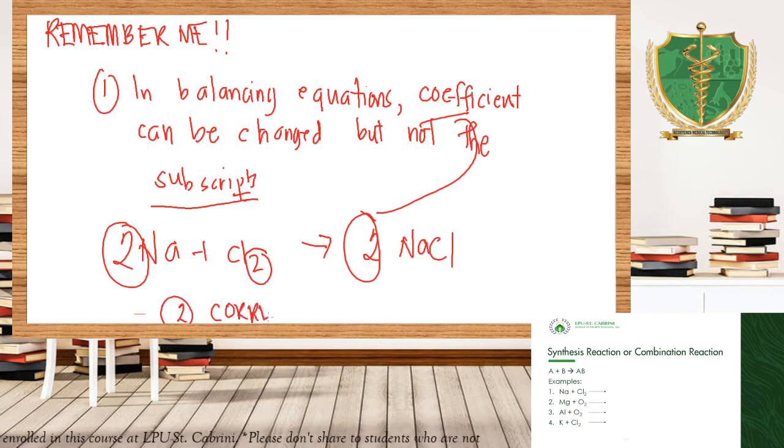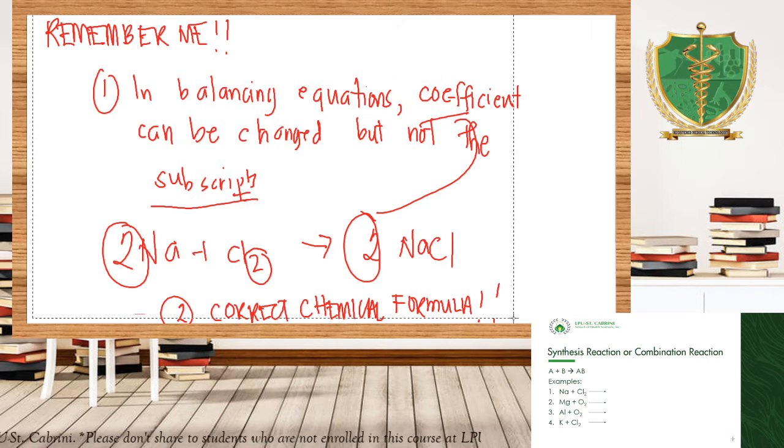And then number two, you should remember the correct chemical formula. Never forget to write the correct chemical formula. Why? If you still remember my question in our forum, one of the most important factors to consider in balancing equations is the chemical formula. So please take note of that. And lastly, number three, take note of the law of conservation of mass.